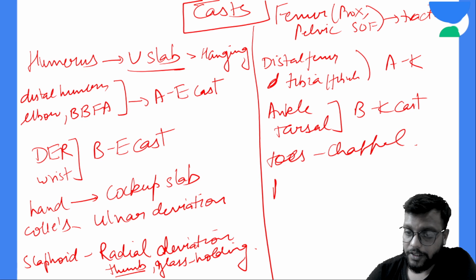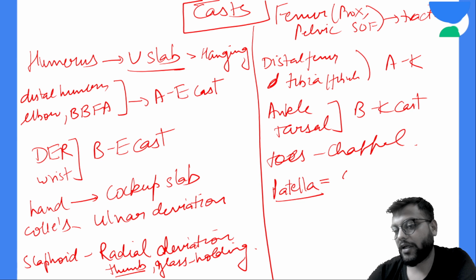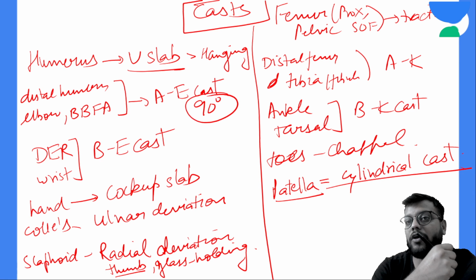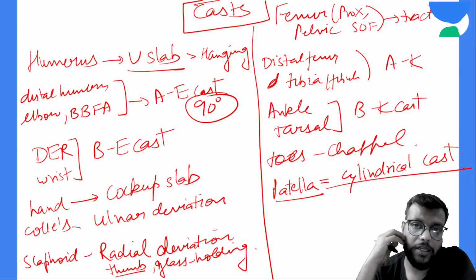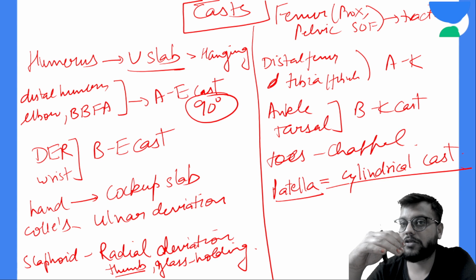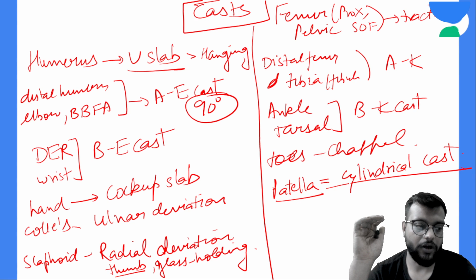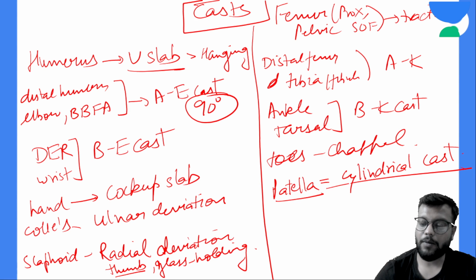And there is one special cast for the patella. For patella you go for the cylindrical cast. You go for the cylindrical cast. And above elbow cast is in 90 degrees like this, but only in olecranon it is semi flexed, whereas in the above knee cast there is no 90 degree flexion at the knee joint, just 15 degree flexion at the knee joint, and you put the above knee cast.